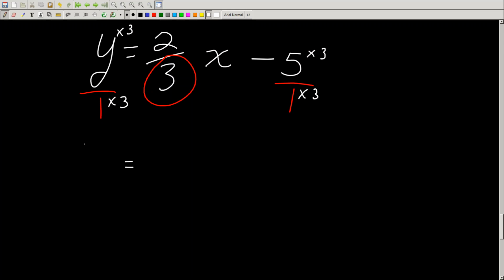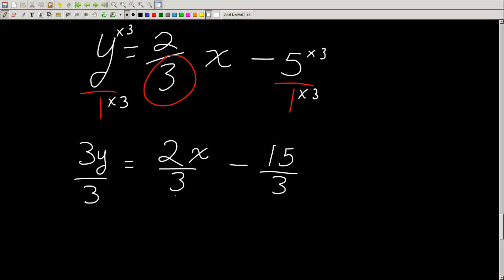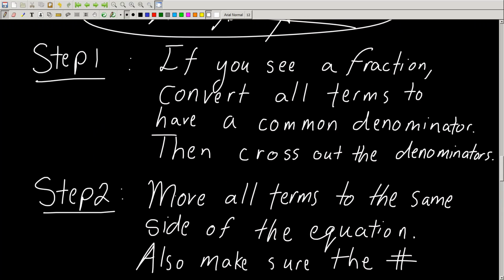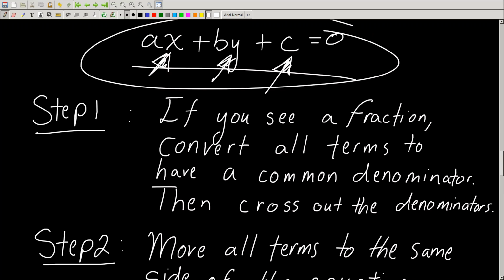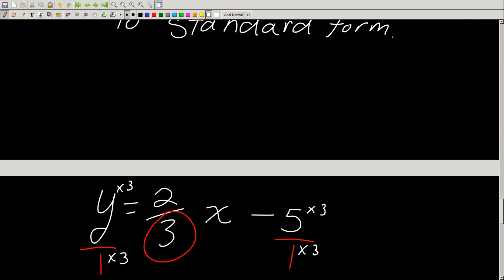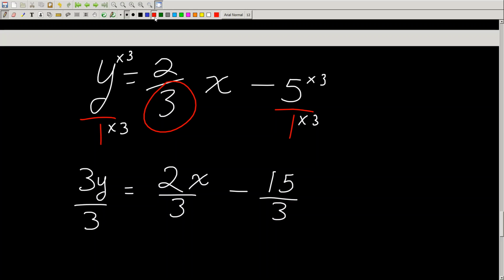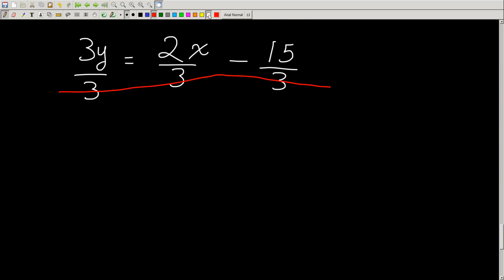What do I get on the left side of the equation? Well, y times 3 is 3y over 3. 2x over 3 minus 15 over 3. Now what's interesting is they all have the same denominator. So what do we do? Well, you cross out the denominator. The denominator is the same, so if I multiply both sides by 3, the 3's all go away, which is why I cancel. What am I left with? Well, I'm left with 3y equals 2x minus 15.